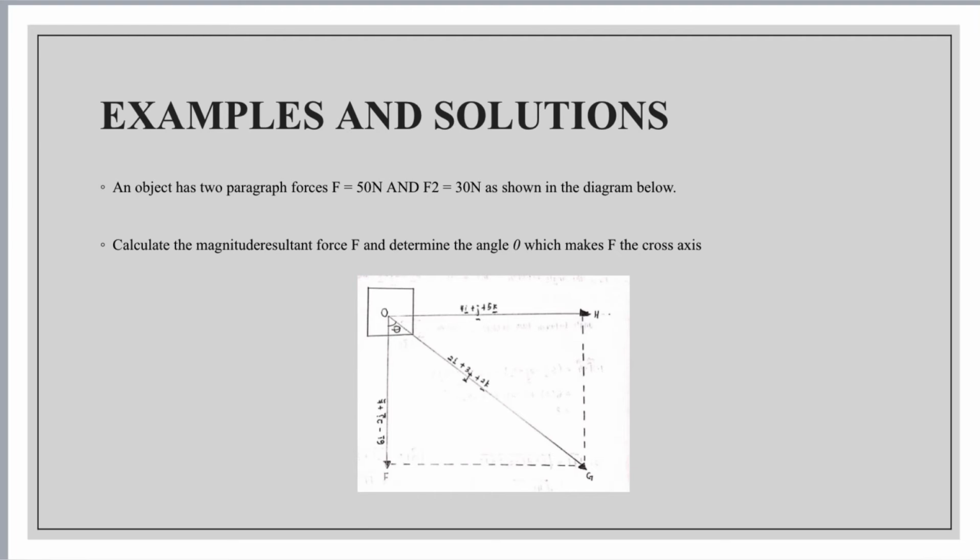Assalamualaikum and good evening. My name is Zaim Helmi bin Ahmad Sharifuddin and my registration number is 01DKA20F2064. So I'm going to explain about examples and solutions. First of all, an object has two forces, F1 equal to 50N and F2 equal to 30N, as shown in the diagram below. Second, calculate the magnitude of the resultant force F and determine the angle theta which makes F cross the axis. As you can see in the diagram, the angle is located between F and G.